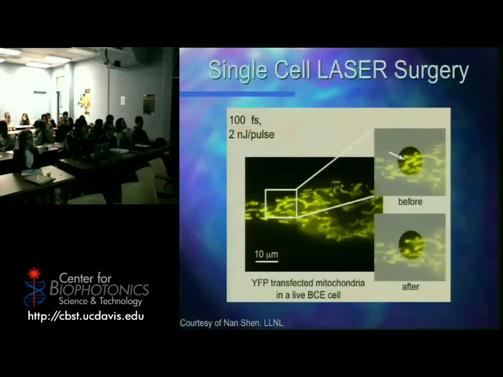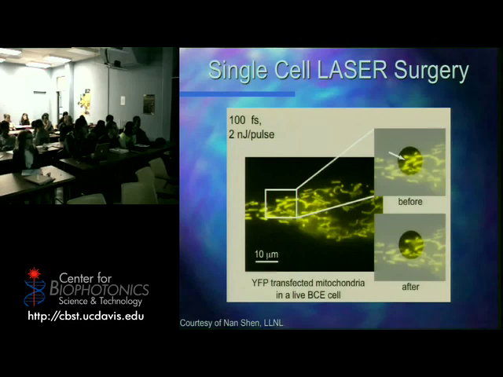And this is single cell laser surgery. This is a yellow fluorescent protein transfected mitochondria in a live BCE cell. I don't remember what the BCE cell is anymore. But what it's showing here is that they've labeled the mitochondria in this live cell with yellow fluorescent protein. So whenever they shine higher energy light on it, it glows back yellow in this case. It's not green fluorescent, but yellow fluorescent protein.